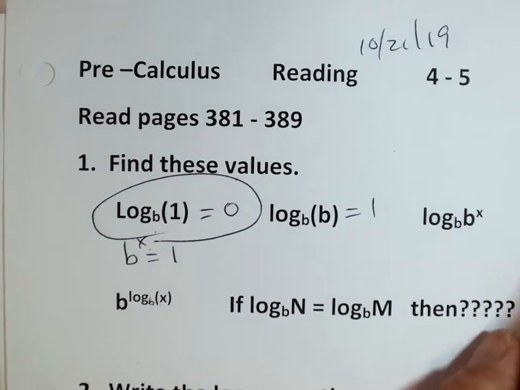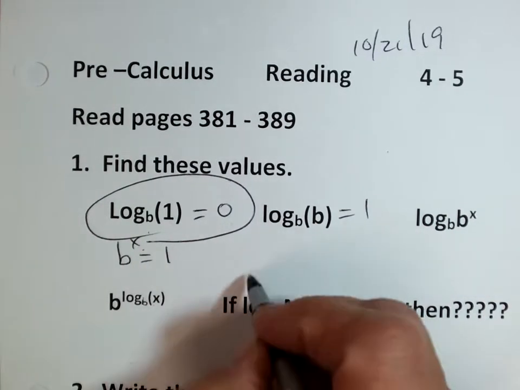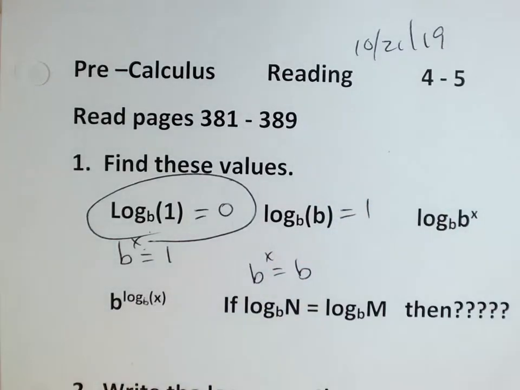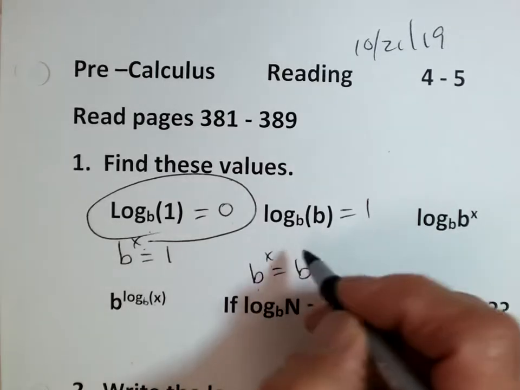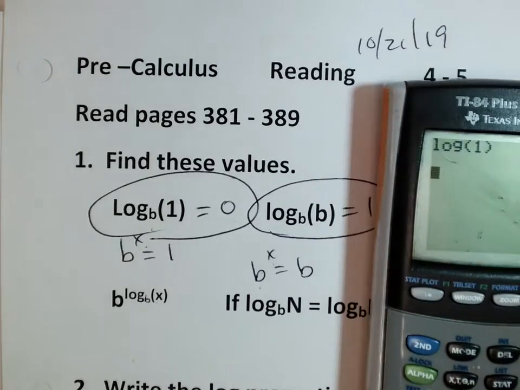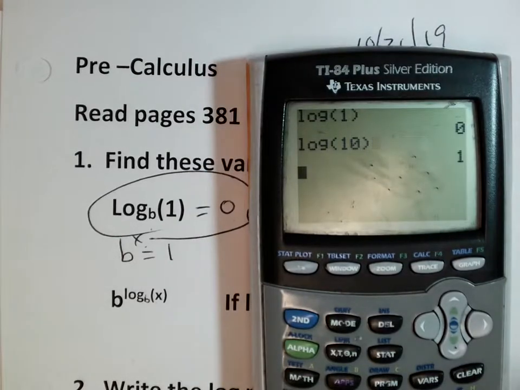And it makes sense why it's always 1, because you've got some base to some exponent equals itself, right? The exponent has to be 1, all right? Any number to the 1 power equals itself. So for instance, if I were to do log of 10, because the invisible base is 10, right? Log of 10 is 1, okay?